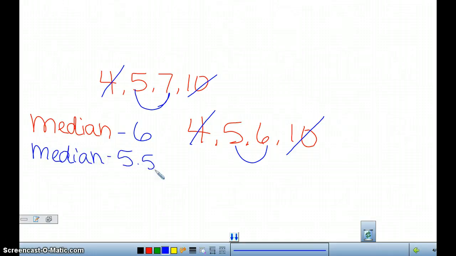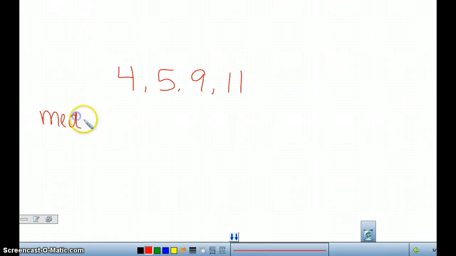Now, I know, show this again. Sometimes it doesn't come out that easily. Sometimes, I'm trying to think of an example where this is going to happen. Okay, so let's say I have 4, 5, 9, 11. And I have to find the median, which is the middle number. Okay, so get rid of this, get rid of this.